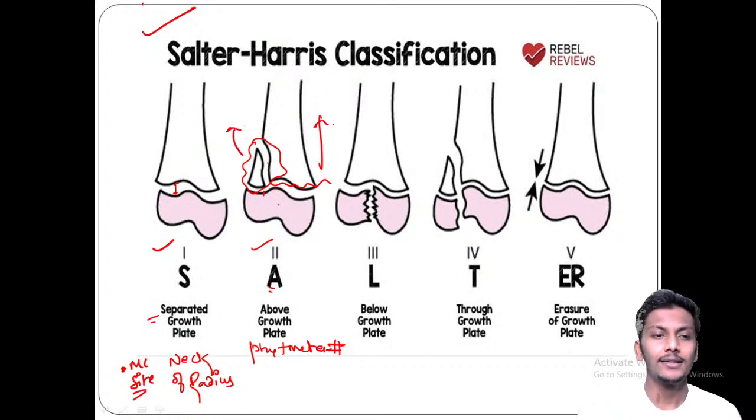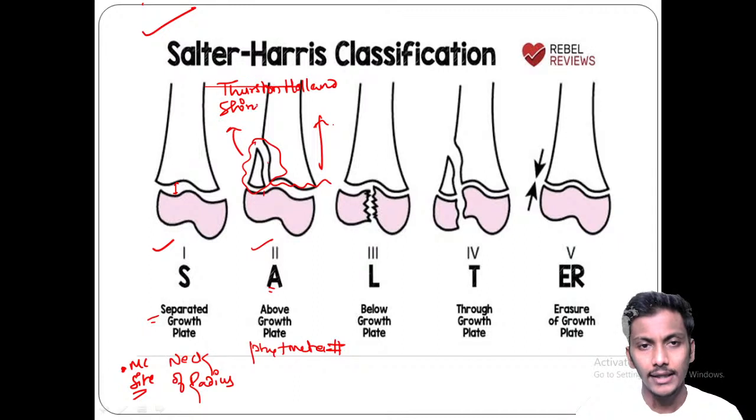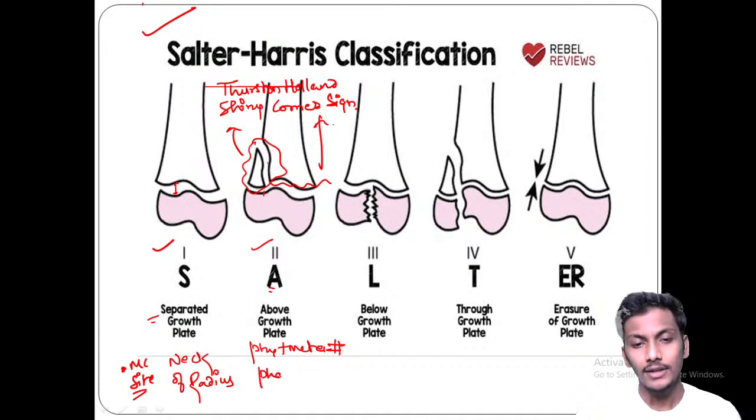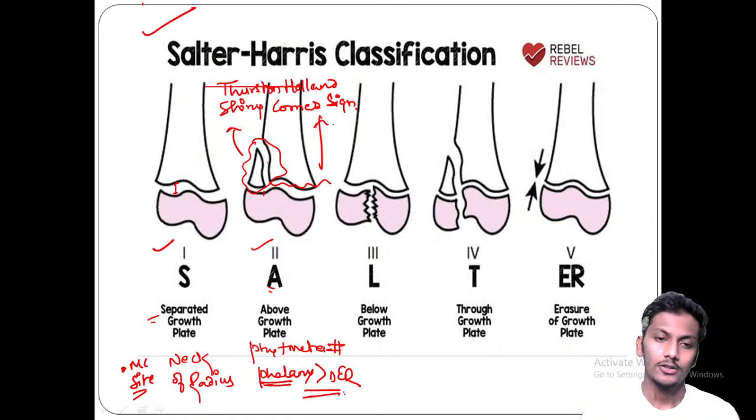This chip of metaphysis which is getting separated leads to a characteristic sign known as the Thurston-Holland sign, or the shiny corner sign. Please remember this, due to this chip of metaphysis seen over here. And which is the most common site of type 2 epiphyseal injury? Please remember, it is your phalanx, followed by the distal end of radius. Then type 3: what is it according to the classification? It is below the growth plate.